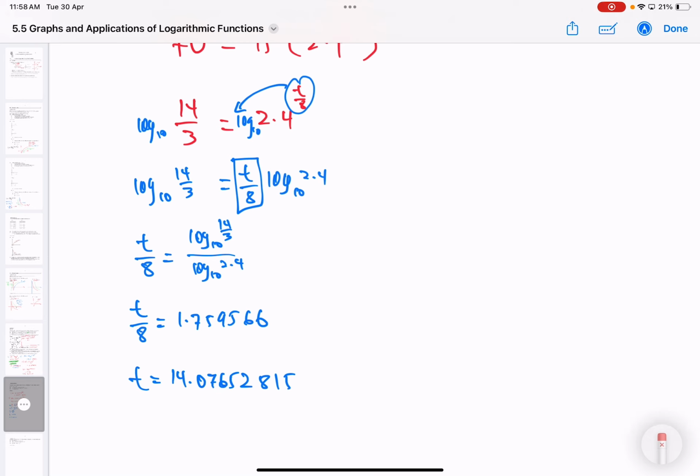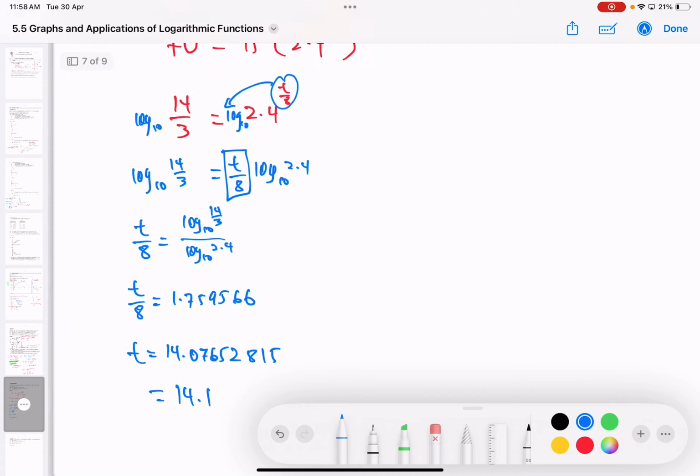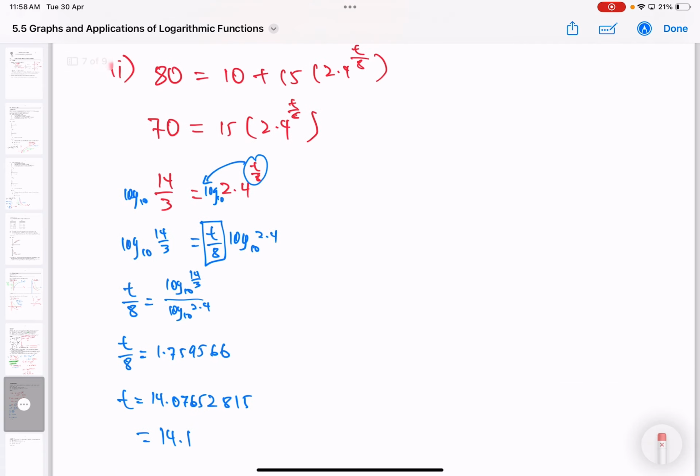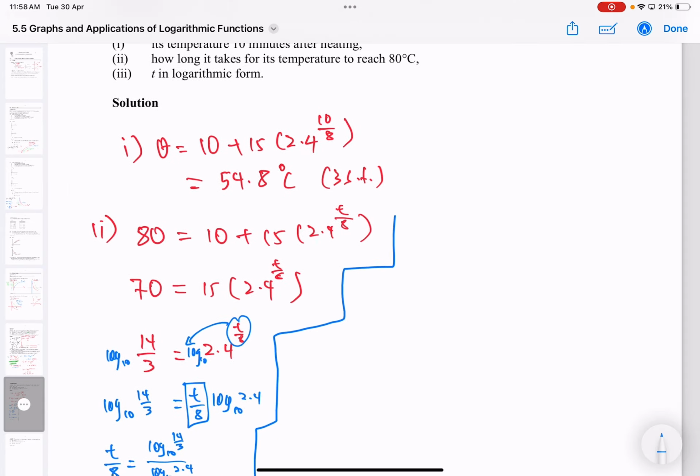Okay, but let's leave it to 3 sig fig. If not, it gets ridiculous. So it's 14.1. So this is part 2. Okay, persevere on. Alright, part 3.